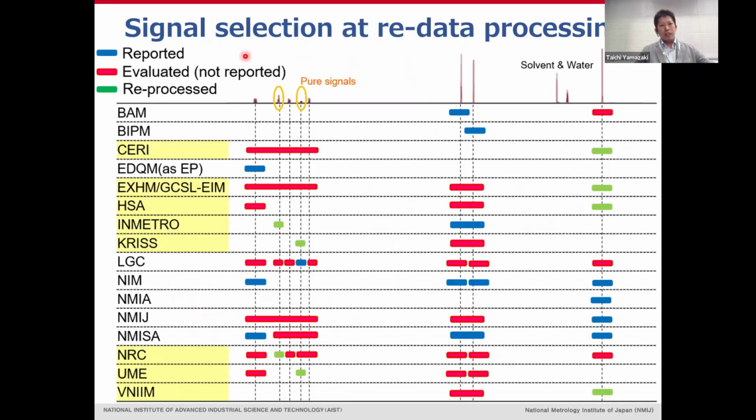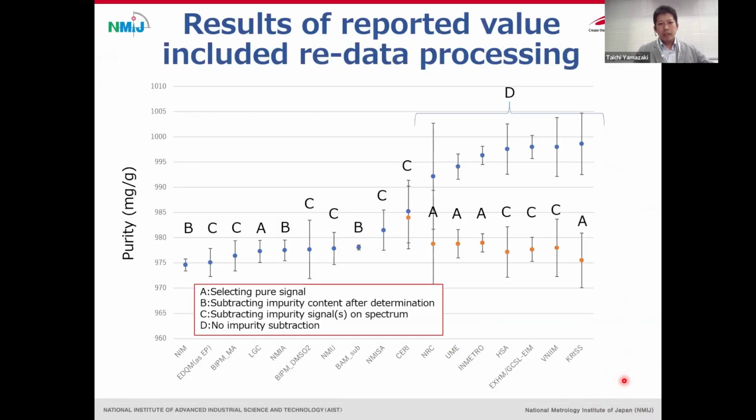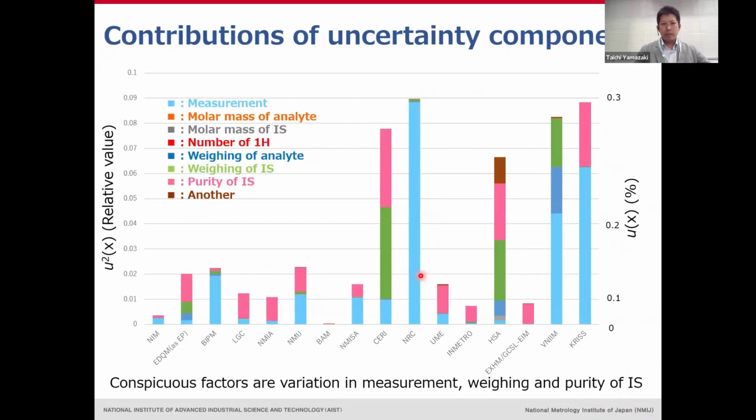So we discuss signal selection. The green line is reprocessed data processing, based on the resolution of the magnet. The result is changed here. Classified A and C are in good agreement with all participants.